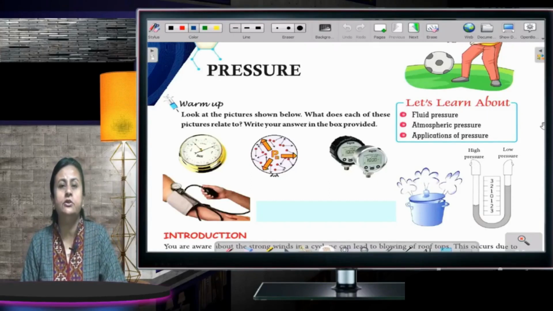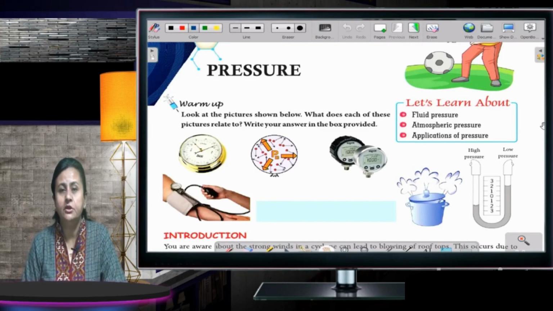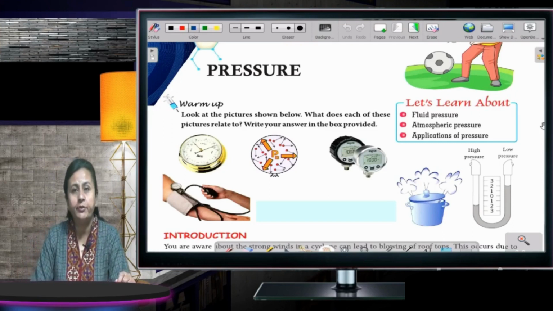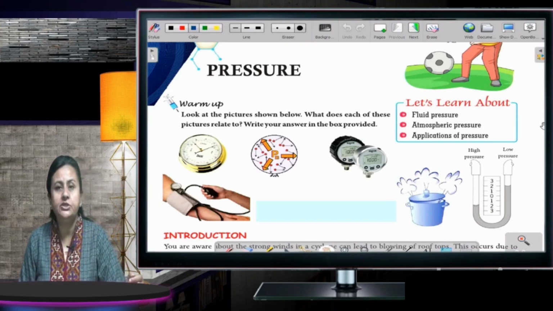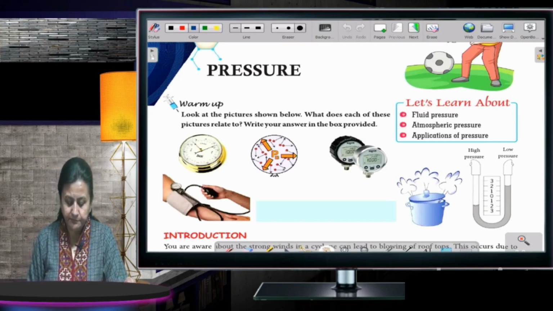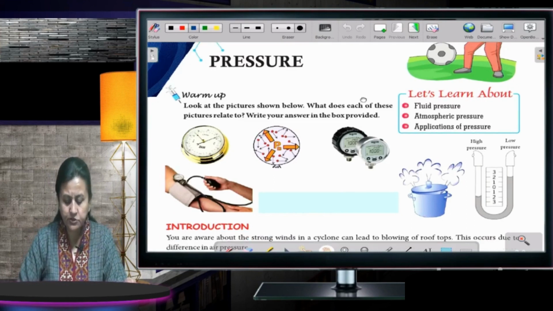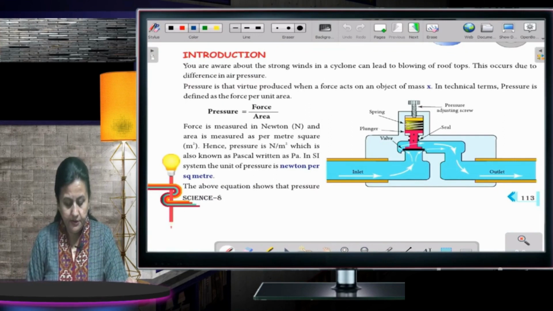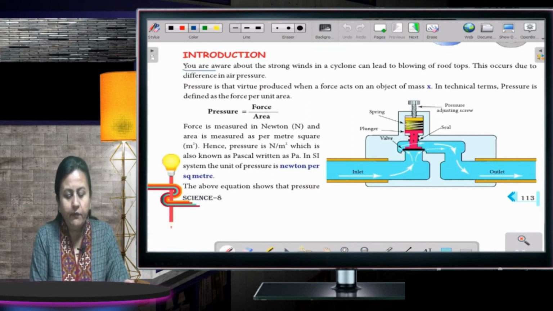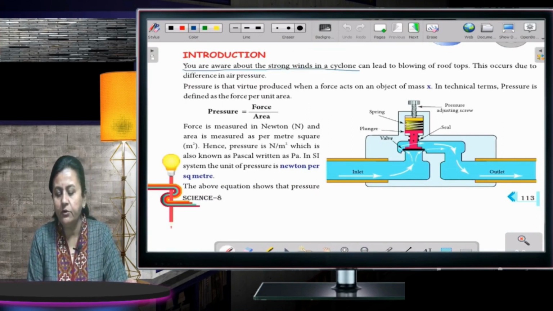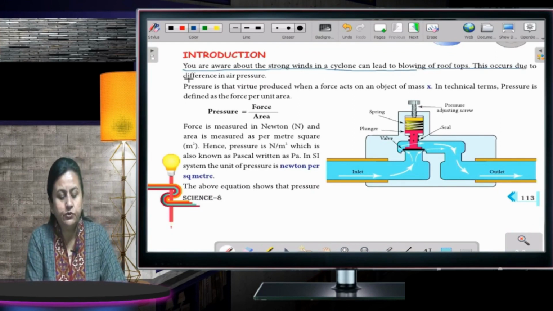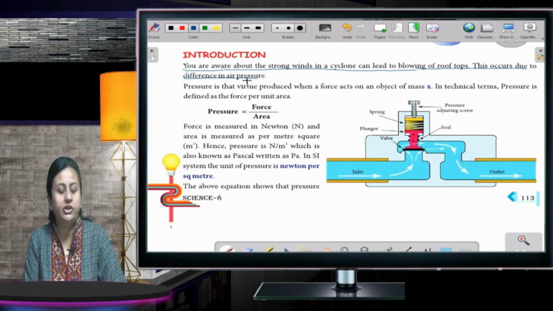As you can see on your screen, the topic is pressure. In this chapter, I'm going to tell you about pressure, different types of pressure, and applications of pressure. To start with, you are aware of the strong wind in a cyclone that can lead to blowing off of rooftops. This occurs due to a difference in air pressure.